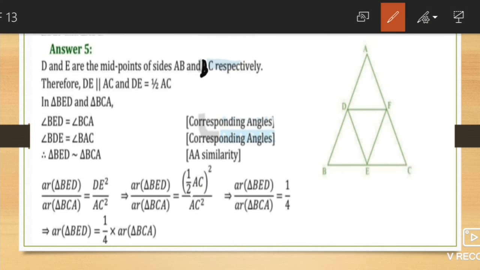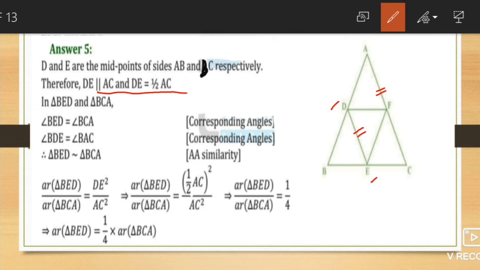Here is the solution. D and E are the midpoints of AB and BC respectively. So you can use the midpoint theorem, which you have studied in class 9, and you can state that this DE will be parallel to this AC line and this DE will be half of AC. If you remember the statement of the midpoint theorem, you can conclude that DE is parallel to AC and DE is equal to half of AC.